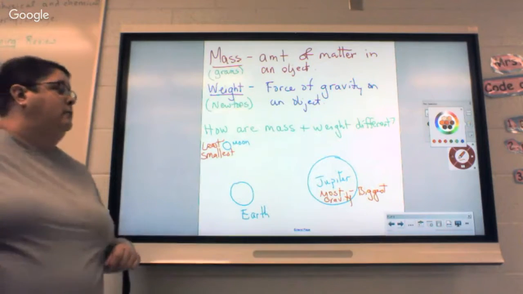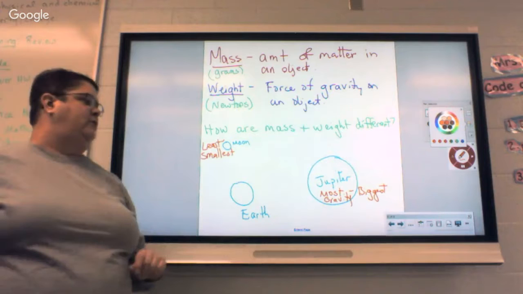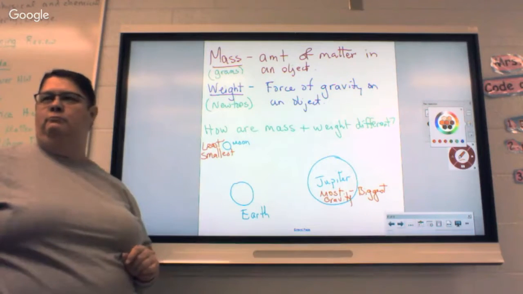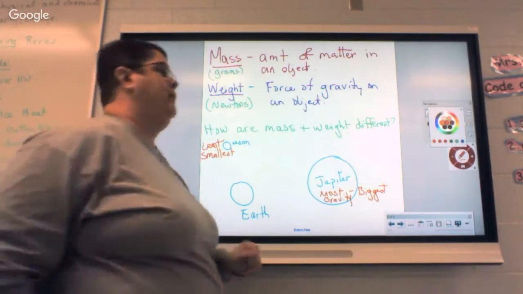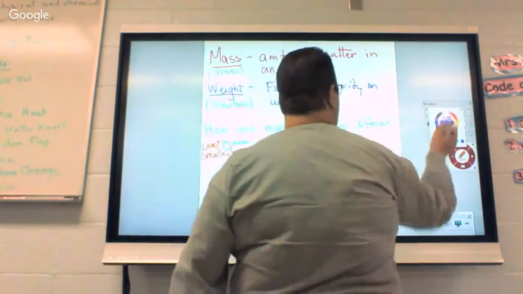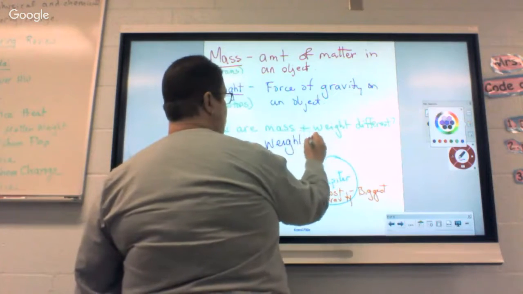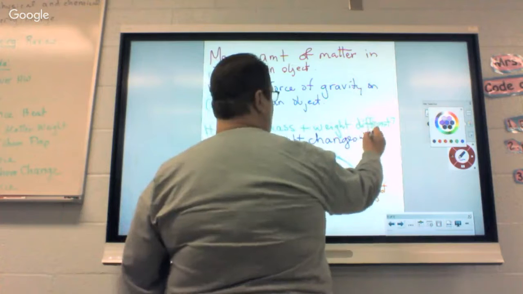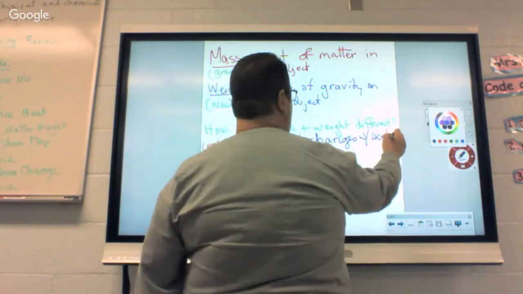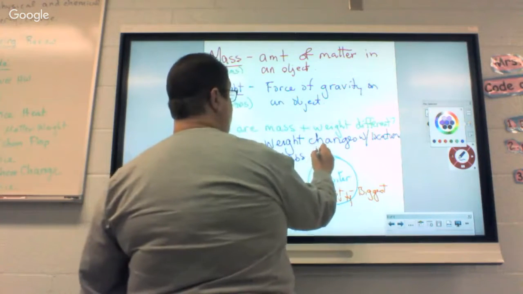All right. So if we consider these things, my weight's going to change based on my location, right? What's not going to change? Okay. So weight changes with location. Mass does not.